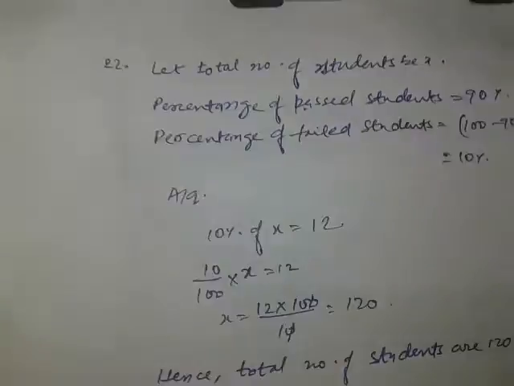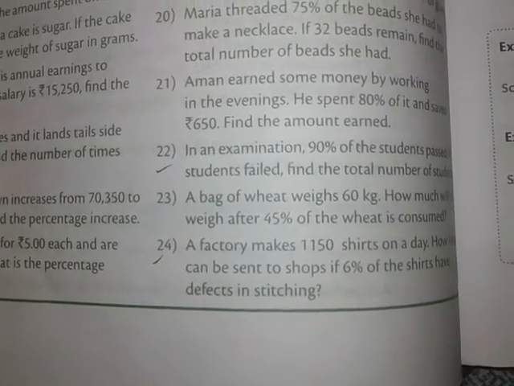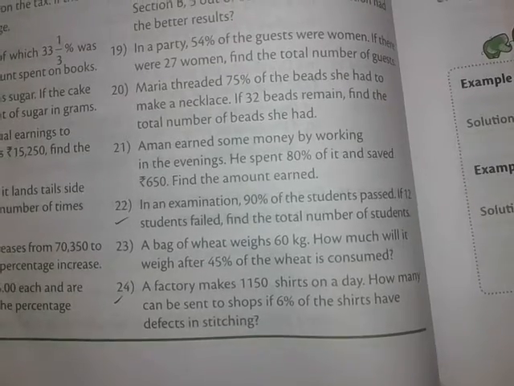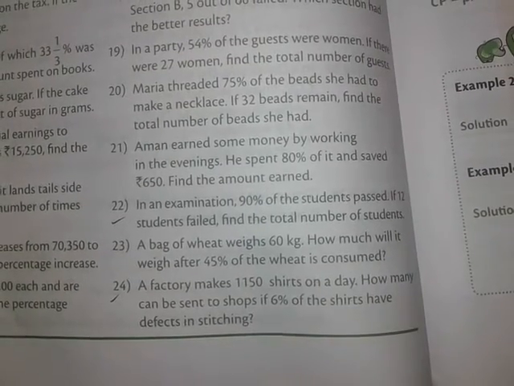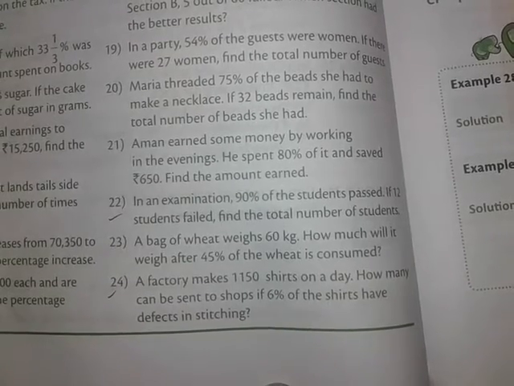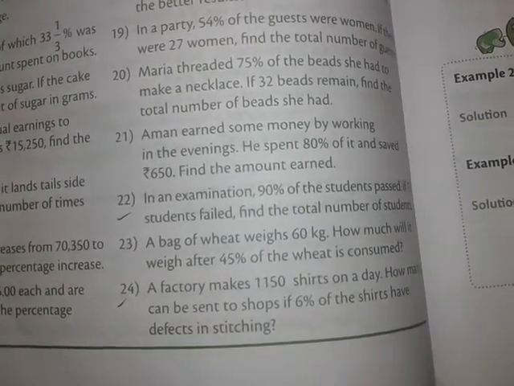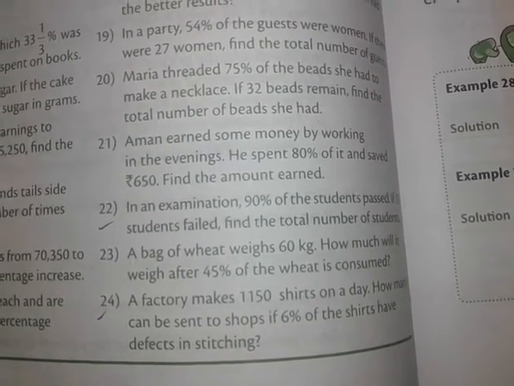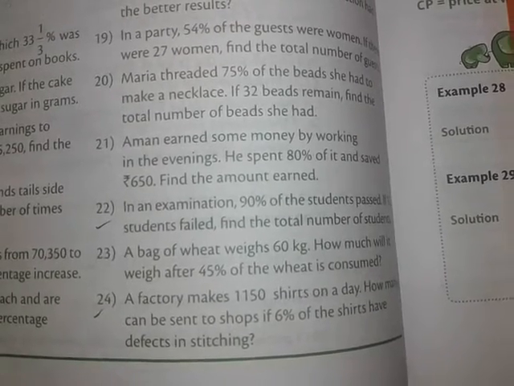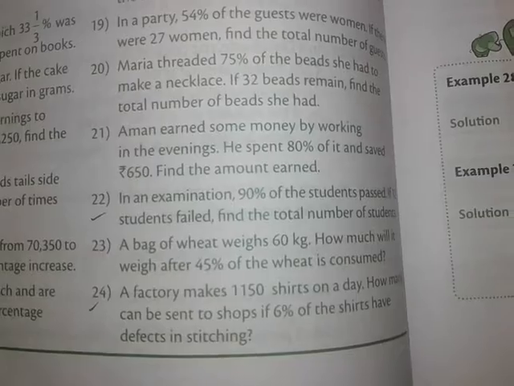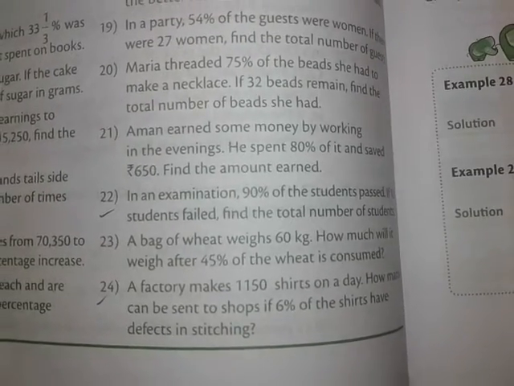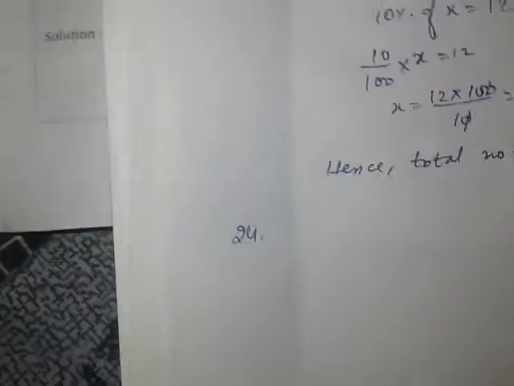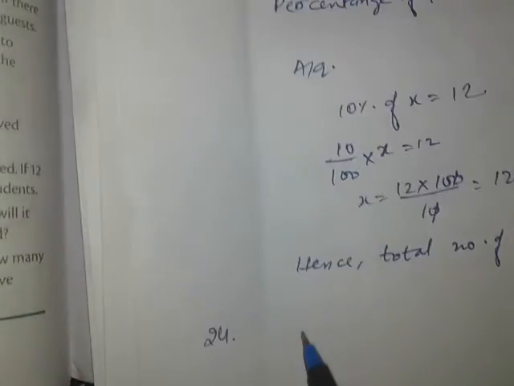Okay, now the last question that I will explain here. A factory makes 1150 shirts in a day. How many can be sent to the shop if 6% of the shirts have defects in stitching? So in one day the factory produces 1150 shirts, and 6% are defective, meaning they are not properly stitched. We have to find how many shirts are sent to the shop for sale. So let's see, we have to find the percentage of it. It's a very easy question.